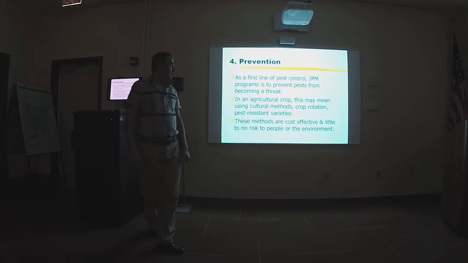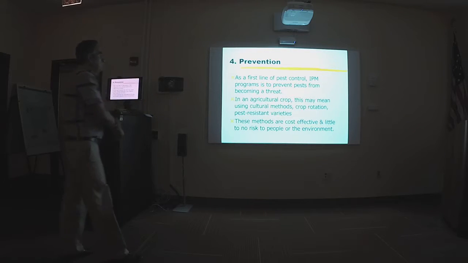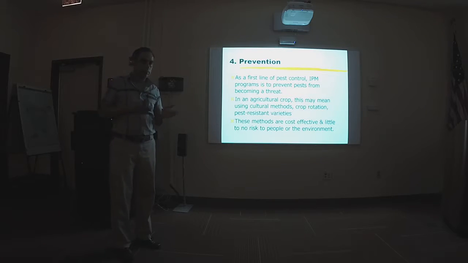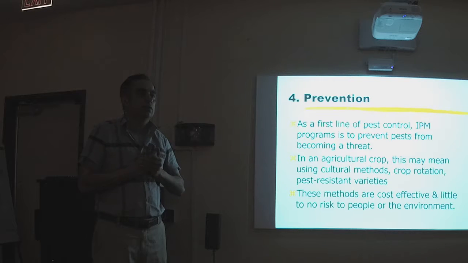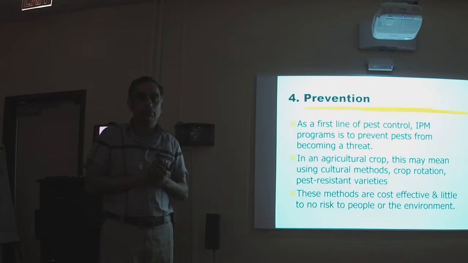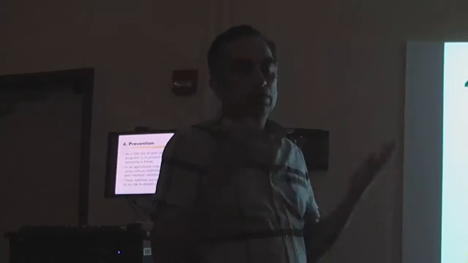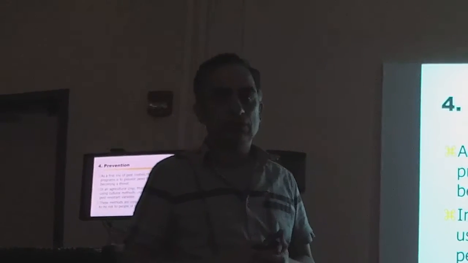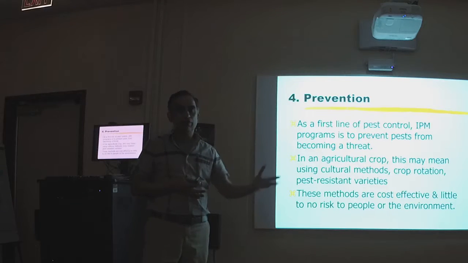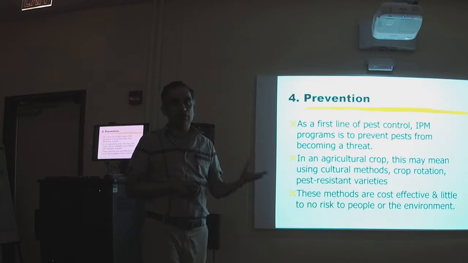So, the first line of pest control in an IPM program is to prevent pests from becoming a threat. How would you do that? By looking at the seed, which should come from a company that's certified. Disease is the main problem. So instead of having to spray later on, get the seed from a certified vendor.